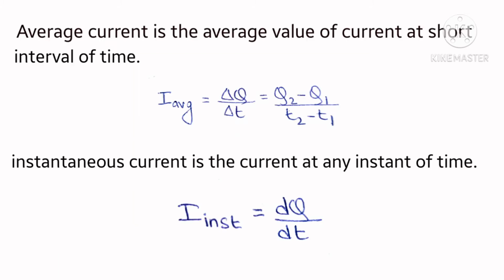Average current means when we are taking the average of the current flowing between a short interval of time. I average equal to delta Q by delta T. Delta Q means Q2 minus Q1 and delta T equal to T2 minus T1. Whereas instantaneous current is the current taken at any instant of time. I instantaneous equal to dq by dt.